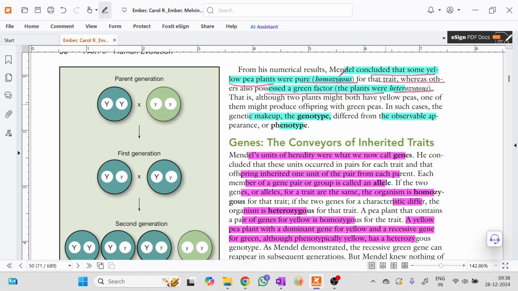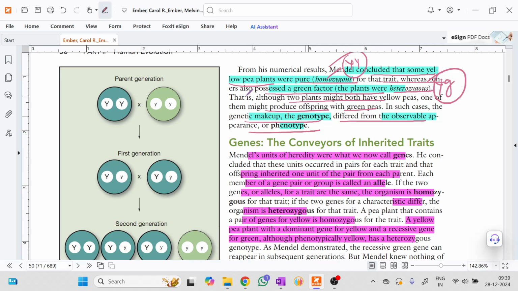So, homozygous dominant is this one, and heterozygous dominant will be this one. And although two plants might both have yellow peas, one of them might produce offspring with green peas. In such genetic makeup, the genotype differed from observable appearance. So this is the confusion behind the variation, which is the first principle of natural selection.